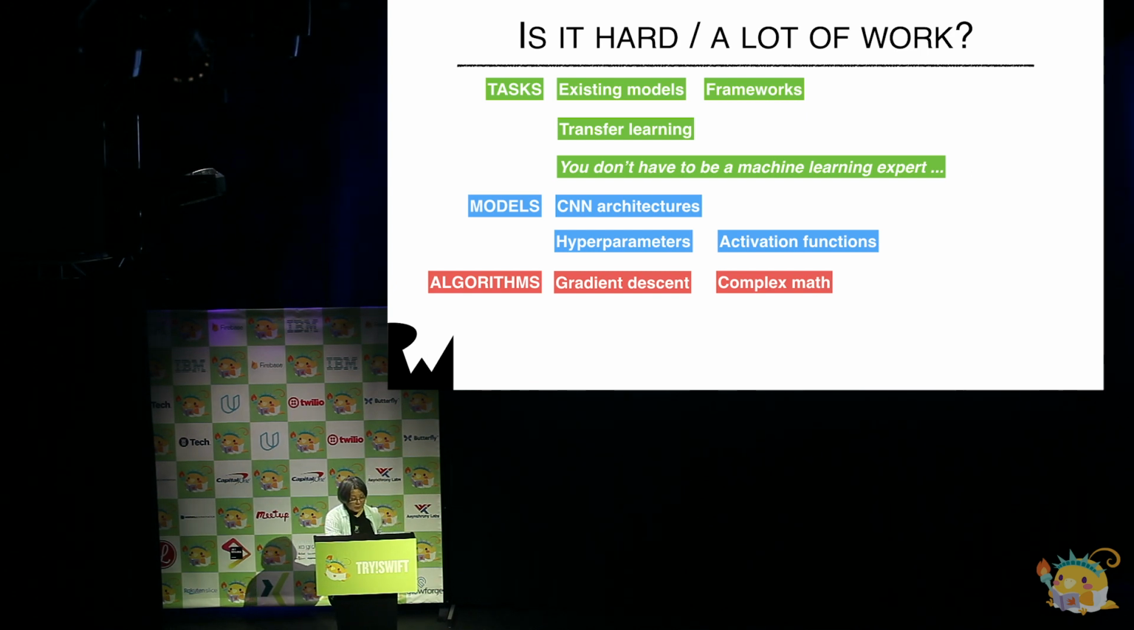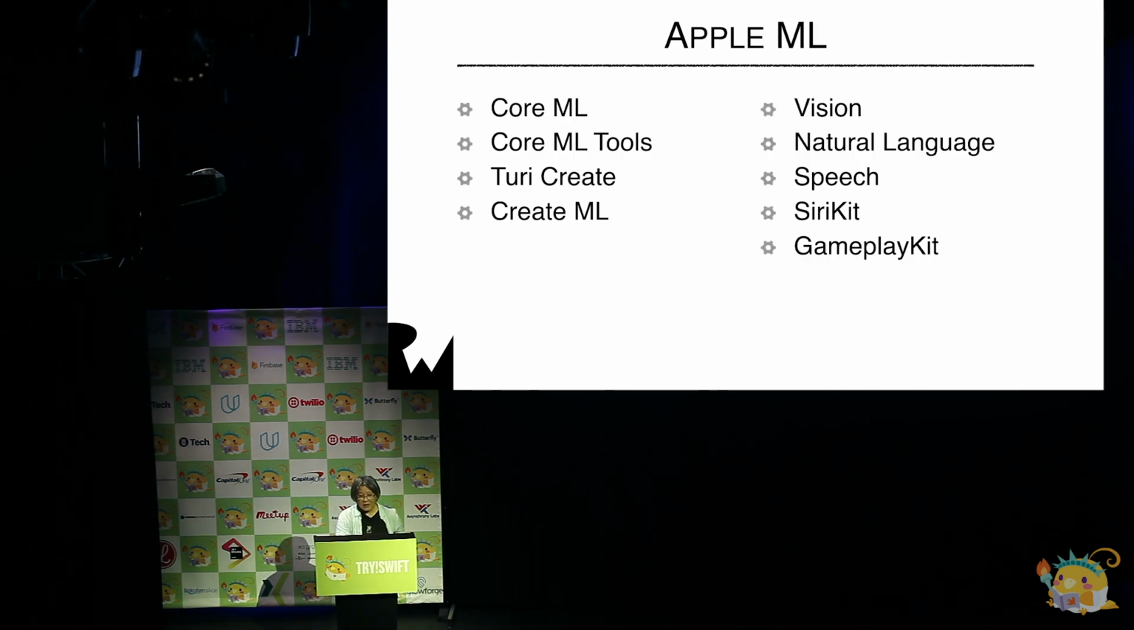So here are all the Apple things. There's CoreML and its existing image models. There's CoreML tools to convert models created with other tools. There's Turi Create, which is Apple's first transfer learning tool, but it's in Python. And there's CreateML, which is transfer learning in Xcode and Swift. Apple frameworks include vision, natural language to process text, speech to convert speech to text, SiriKit to use Siri in your apps, and Gameplay Kit to evaluate decision trees.